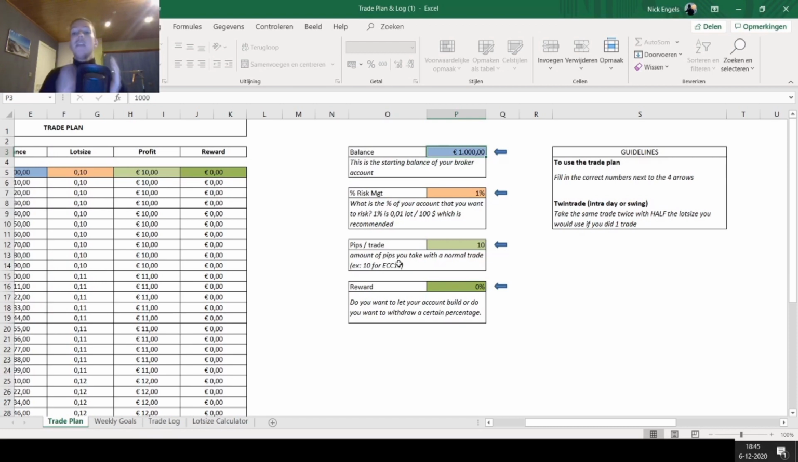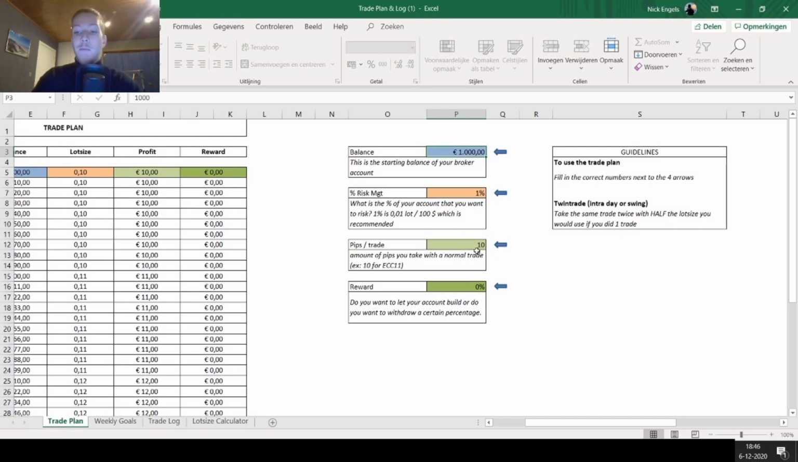Now, depending on that strategy inside the markets, you're going to go for a certain amount of pips with every single trade. The strategy that I'm personally using is called ECC11. Now, if you want to learn more about that strategy, there's already a full tutorial up on the YouTube channel as well. With that strategy, the goal is actually to go for 10 pips per trade, as you can see over here.